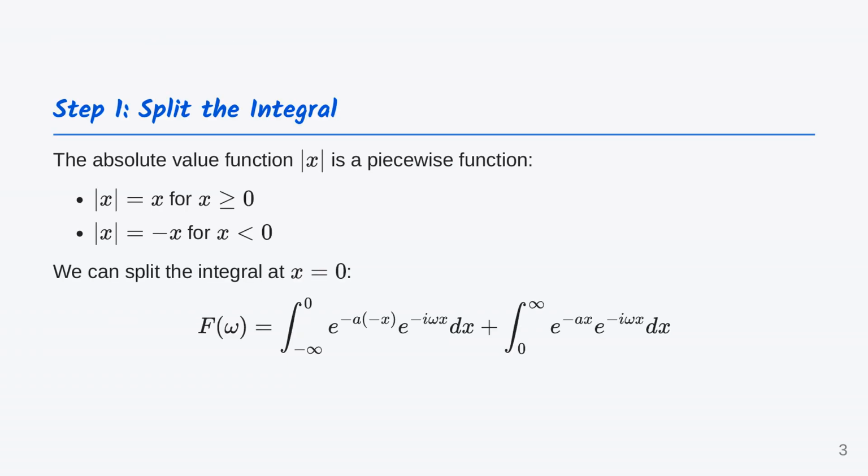The key to solving this integral is dealing with that absolute value of x. Remember, the absolute value function is a piecewise function. It's equal to x when x is greater than or equal to 0, but it's equal to negative x when x is less than 0. Because of this, we need to split our single integral into two separate parts, right at x equals 0. The first integral will go from negative infinity up to 0, and the second one will go from 0 to positive infinity. This gives us F of omega equals the integral from negative infinity to 0 of e to the power of negative a times negative x, multiplied by e to the power of negative i omega x dx, plus the integral from 0 to positive infinity of e to the power of negative a x times e to the power of negative i omega x dx.